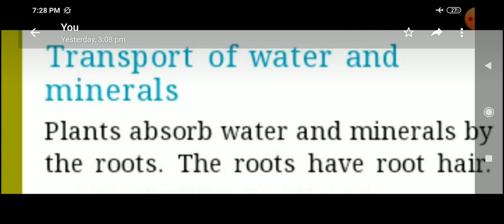The plants absorb water and minerals by the roots. Underline the word, students. Plants absorb water and minerals by roots.